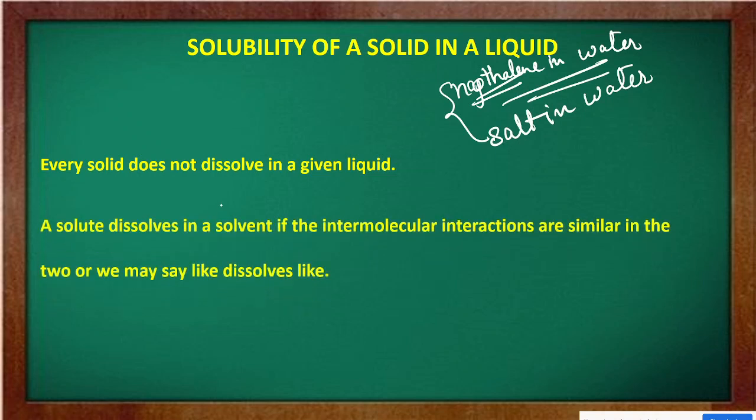It is explained by a solute dissolving in a solvent if the intermolecular interactions are similar in the two, or we may say like dissolves like. Now this is a very important one, like dissolves like. It means that if you have, suppose, NaCl at your home, NaCl, if you dissociate it, you will get Na positive and Cl negative. Similarly, for water, we know that this is amphoteric in nature and that has also a charge separation which is H positive and OH negative.